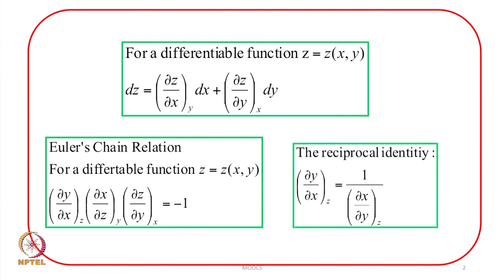And one more relation, that is the reciprocal identity that we will be using: ∂y/∂x at constant z is equal to 1 over ∂x/∂y at constant z, you take a reciprocal of this. So, these mathematical equalities will hold, and we will make use of these relations in solving further numerical problems. Let us now take up one by one.